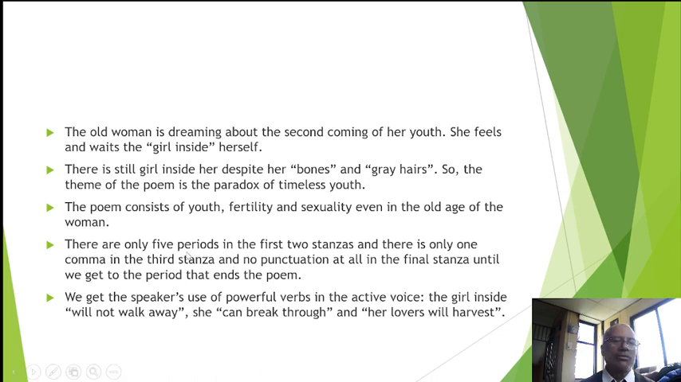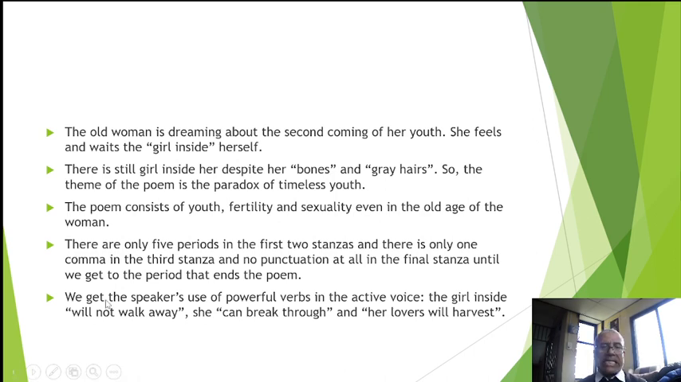There are maybe 5 or 6 periods, full stops, there. There are 6 periods perhaps in the poem. I have said there are 6 periods, in the first 2 stanzas, and there is only 1 comma in the third stanza. No punctuation at all in the final stanza. This is analysis. Period means full stop. Until we get to the period that ends the poem, right?